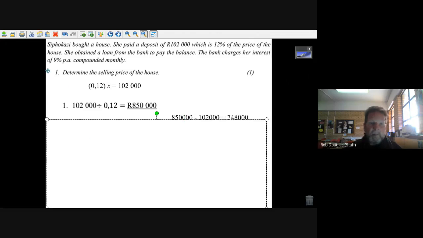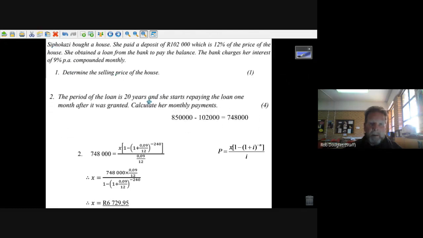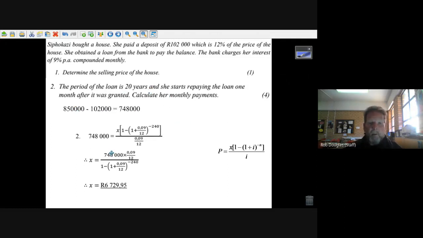Now we're going to look at the next question. I'm going to get rid of this stuff here because I don't need it, and I'm going to pull this up here. The period of the loan is 20 years. And it says if she starts repaying the loan 1 month after it was granted, figure out her monthly payments.